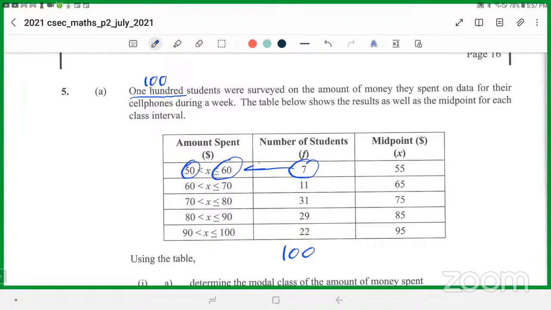But you don't know the actual amount that they spend. So because you don't know the actual amount they spend, sometimes you have to estimate. Remember, when the data is grouped, you have to estimate. We're going to estimate that 7 of them spend $55, which is the midpoint value. And same thing for this group. 11 of them spend the midpoint amount of this group, which is 65. So that's why the midpoint becomes relevant, right?